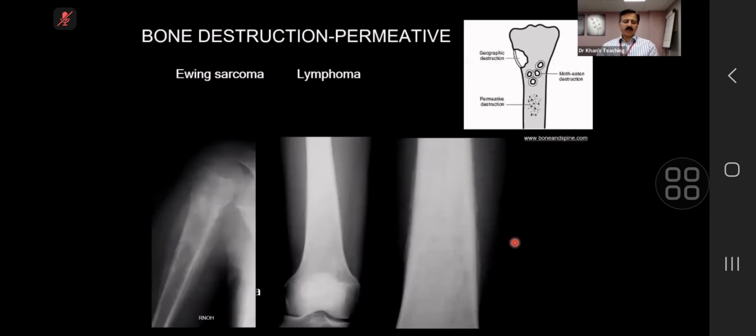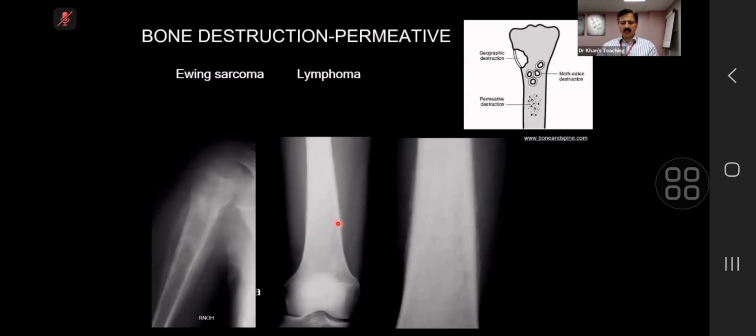In the exam, the most difficult one, and many cases have come in the exam in the past from this type of permeative bony destruction. So they will show you cases in which there will be subtle finding. Permeative bony destruction is, though the most aggressive, but most difficult to see radiologically.